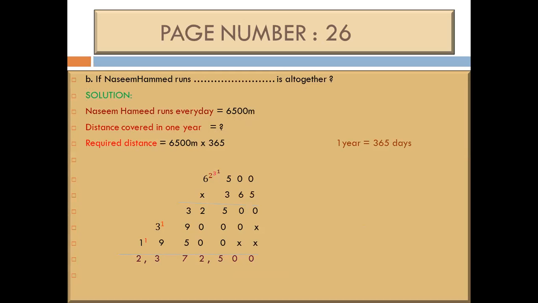How many days are in 1 year? Good, 365 days. Naseem Hamid runs 6,500 meters every day, and we find the distance covered in 1 year. So we multiply 6,500 with 365. Again, we start the multiplication from the ones place.